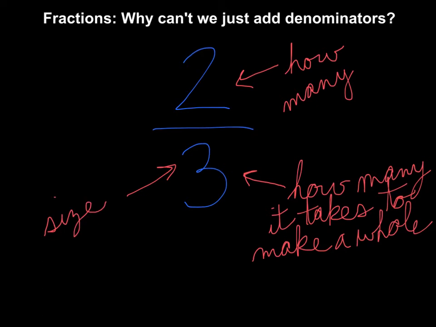So, if we think of Thanksgiving, particularly Thanksgiving pie, 2/3 would tell us we have 2 slices. That's my how many. The 3 tells me that this has been cut up into 3 slices. So 3 slices would make a full pie. The 3 also tells me the size of the pieces. Each of these 2 slices is 1/3 of the pie.